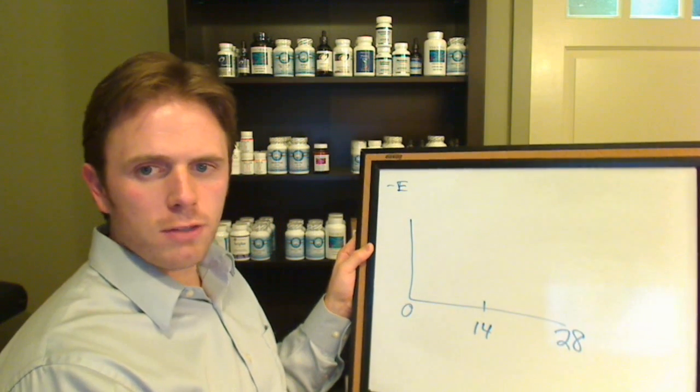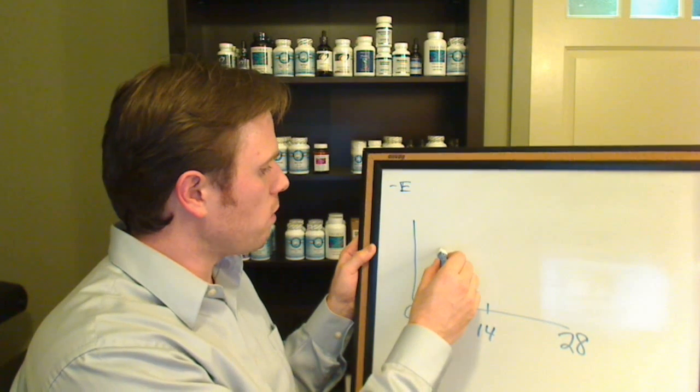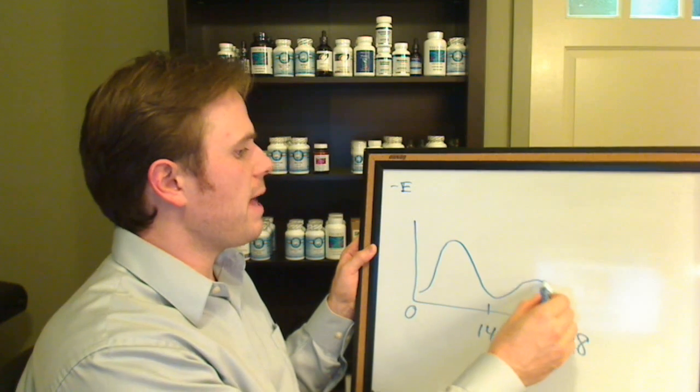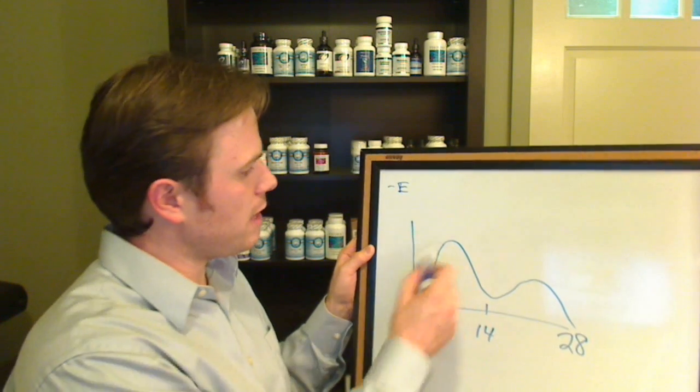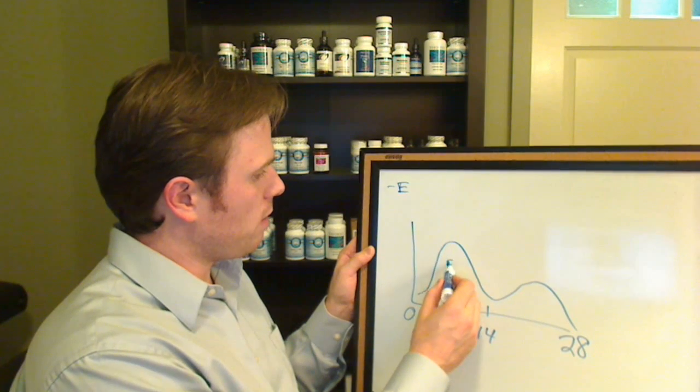Okay, so what you see in the first half of the cycle, you're going to see a lot of estrogen in that first half of the cycle. Boom, a nice drop, and then it kind of comes back a little bit in the second half. So the first half, this is your estrogen-based part of it. Okay, I want to write an E right there.